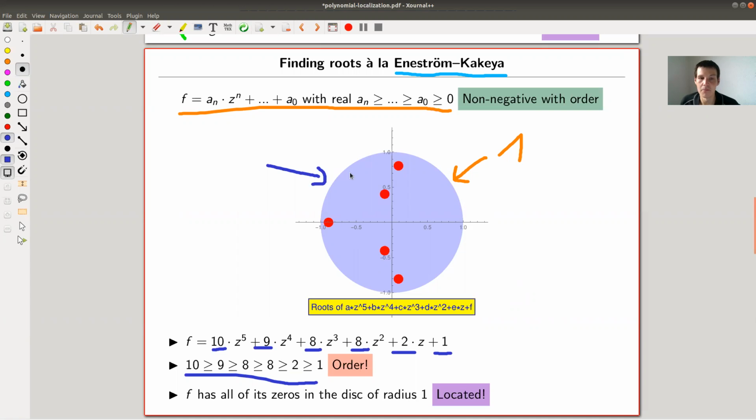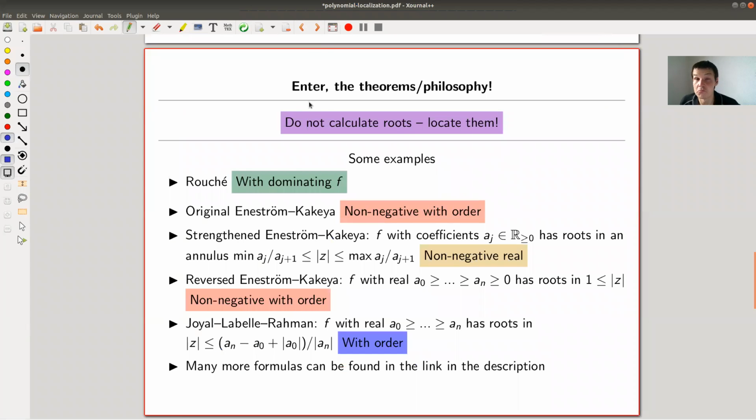Right. So the philosophy, if it wasn't already clear, is: don't calculate roots, locate them. And you have several theorems like that. The link is in the description. It's a nice paper, not very hard to read, something like 10 to 16 pages, and it lists a lot of those theorems. I'm just very biased. I took the ones I like the most because they're the easiest to remember. So I showed you this dominating theorem a la Rouché.